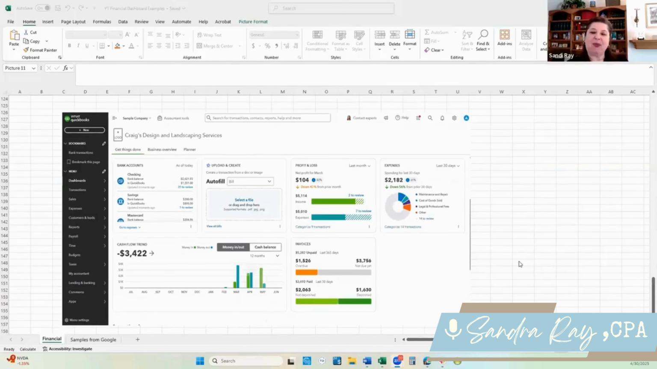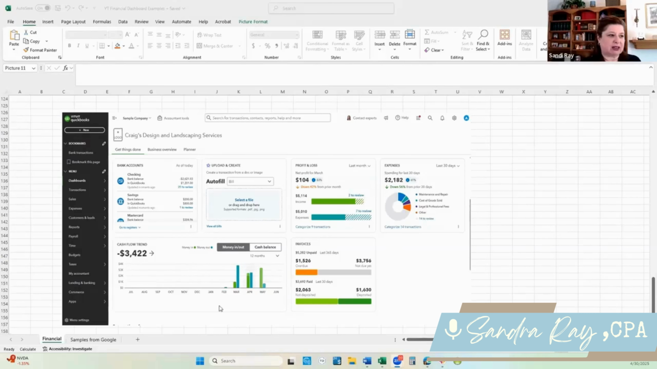Here's another one. I pulled this from the QuickBooks Online sample company. This is the basic dashboard that they have already. You can pull these into the dashboard that you're dealing with for your clients. You can also design this for your board of directors or whoever your audience is.